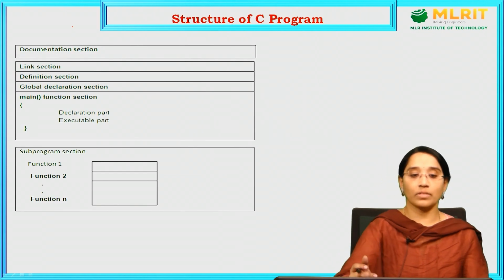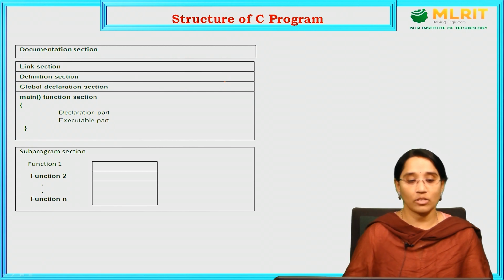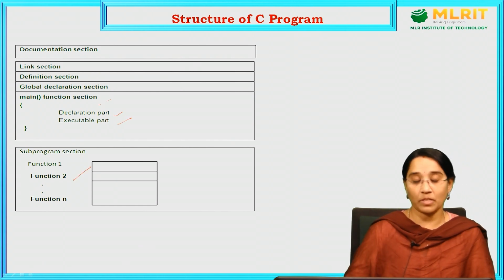Today I would like to discuss the structure of a C program. The structure of a C program has the following sections: documentation section, link section, definition section, global declaration section, main function which has two parts, declaration part and executable part, and the subprogram section. We will see each and every section one by one.